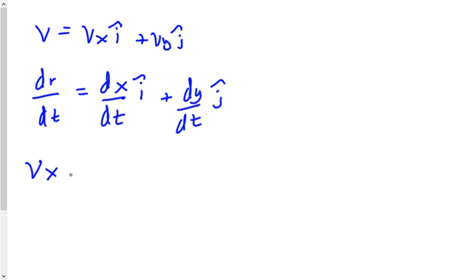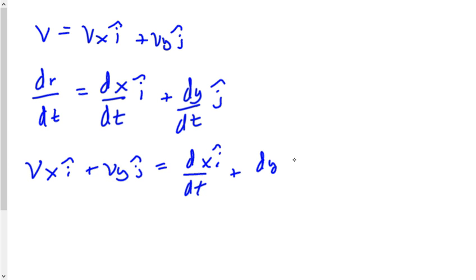v sub x multiplied by the unit vector i plus v sub y multiplied by unit vector j then equals the derivative of x with respect to t multiplied by our unit vector i plus the derivative of y with respect to t multiplied by our unit vector j. So that's how we're going to handle dealing with motion in two directions.